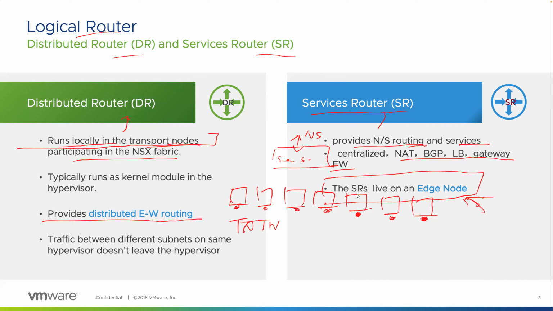This is very important. The SR, as a centralized point, always lives on a container. For example, an edge node VM is a container, and an edge node bare metal is also another container. So it always lives on a container. But a distributed router lives on every transport node.